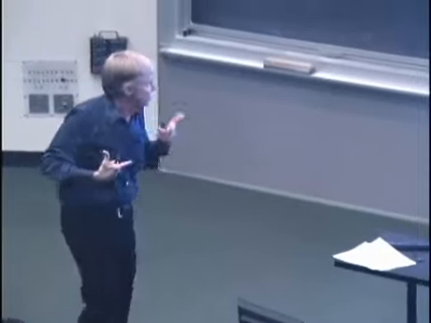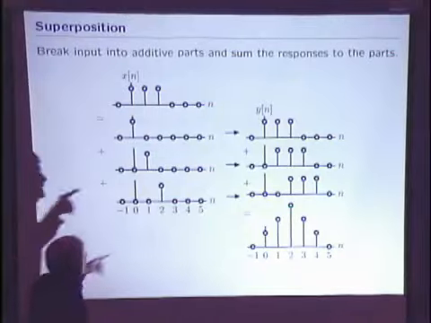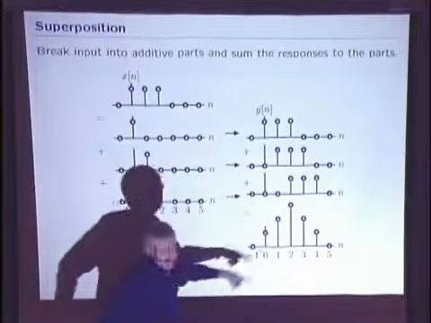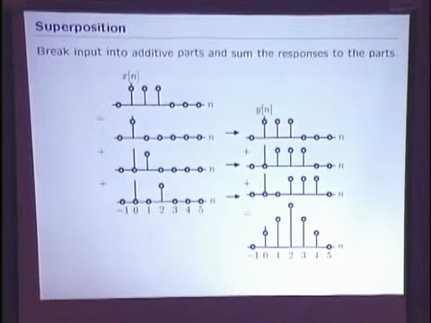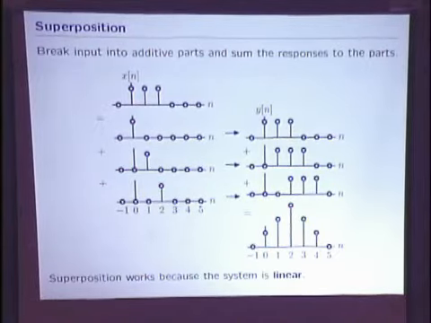And it may not surprise you that if the system were linear, then the response to the sum would be the sum of the responses. So you can sort of see that there would be a way of adding together these rectangular pulses to get a triangle pulse. So that works simply because the system is linear. The system has the property that the output for a sum is the sum of the outputs for the individual components. And we can write that this way.